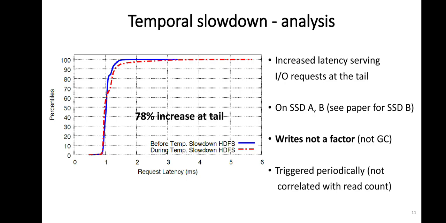To analyze further, we look again at I/O request latency. This time, we see that the latency increases mostly at the tail. We see a 78% increase in latency at the tail. The problem appears both on SSDs A and B, but I am focusing just on SSD A in the talk. You can read about SSD B in the paper. The key point here is that there are no writes in the system. And we verified this. So while this anomaly may look like garbage collection, it is not. It appears even in the complete absence of writes.